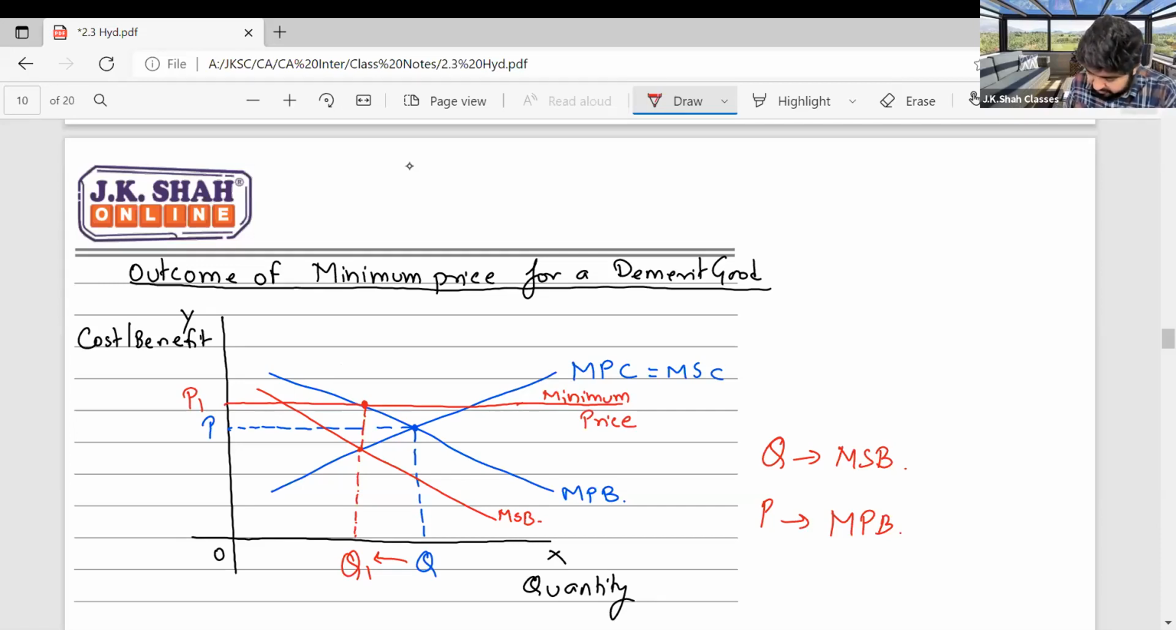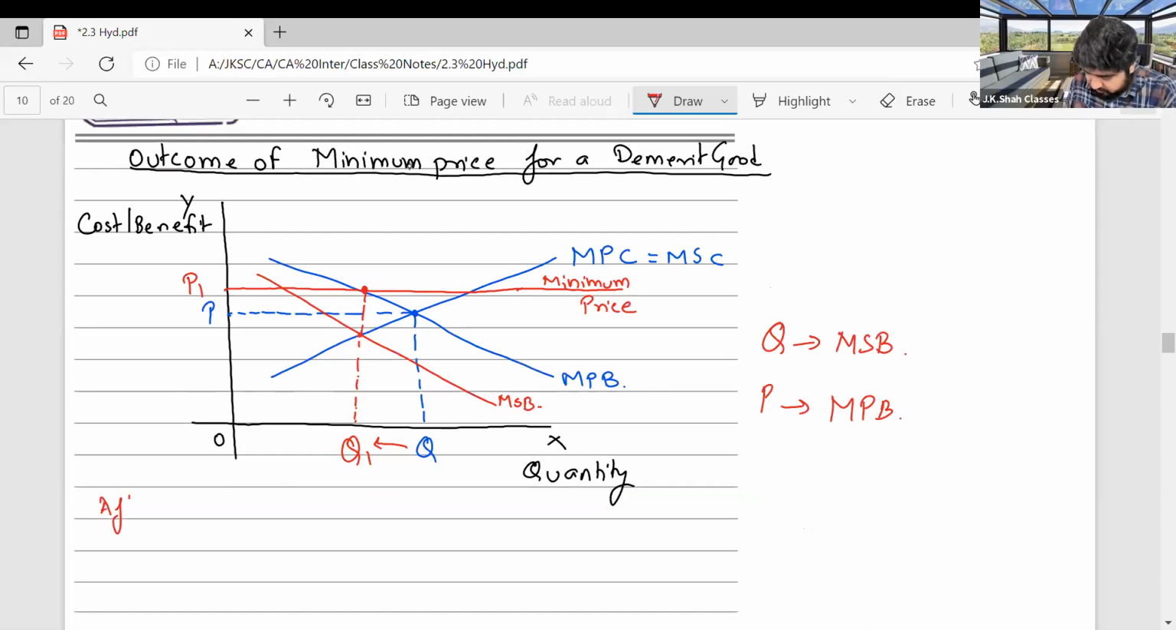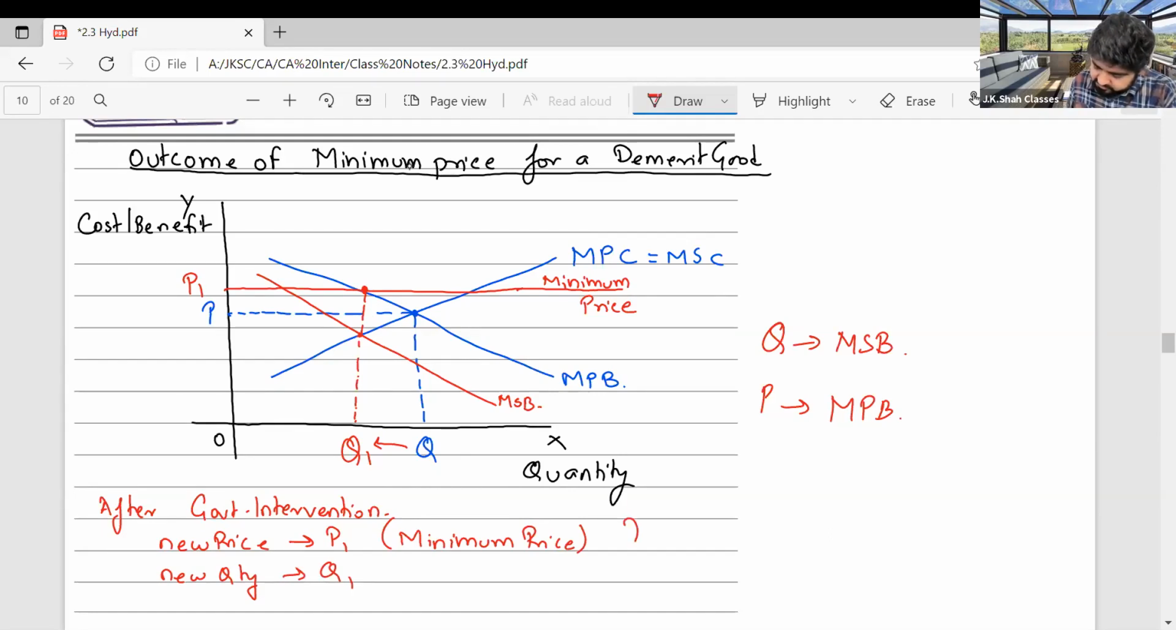So what has happened now? After government intervention, new price is P1, which is the minimum price, and new quantity is Q1. What does this mean? This means the price has increased and quantity has decreased even further.